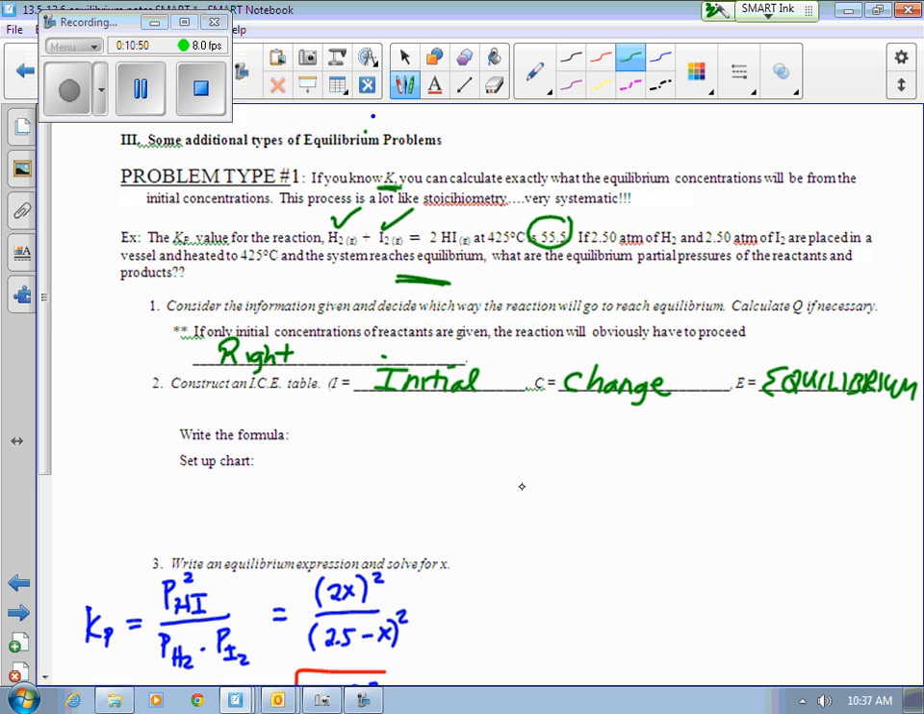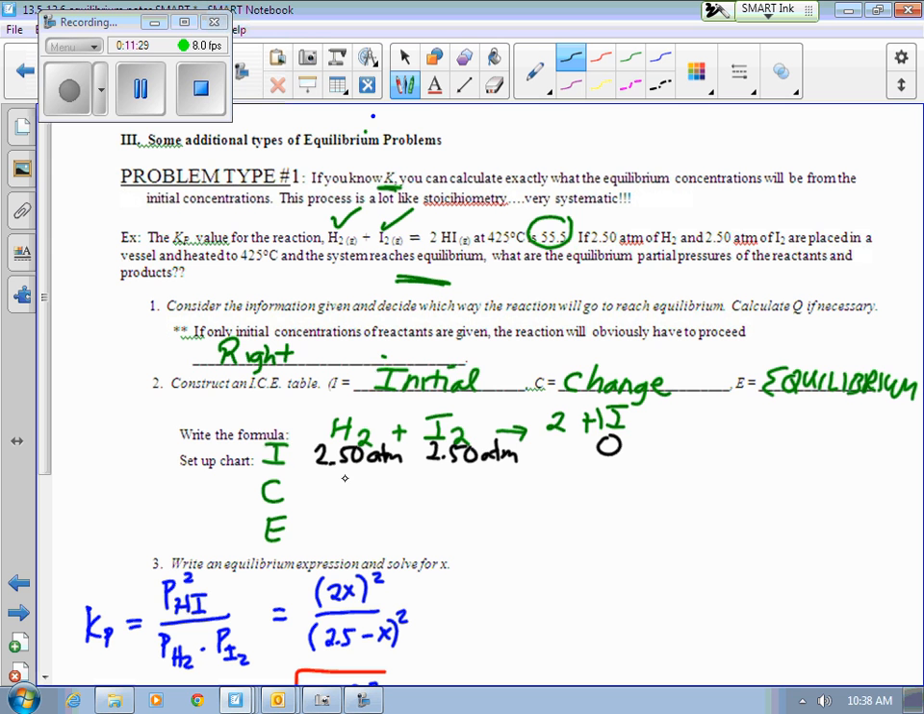Okay, so how does this work? First of all, we're going to write out the formula. So H2 plus I2 yields 2HI. Now we're going to set up the chart. So I, initial, C, change, E, equilibrium. All right, so I means initial values. Now, this is Kp, so it's based on pressure. So you can just plug in pressure values, so you don't have to worry about converting the concentration or anything. So 2.50 atm from the provided information, 2.50 atm. And then my HI was 0.